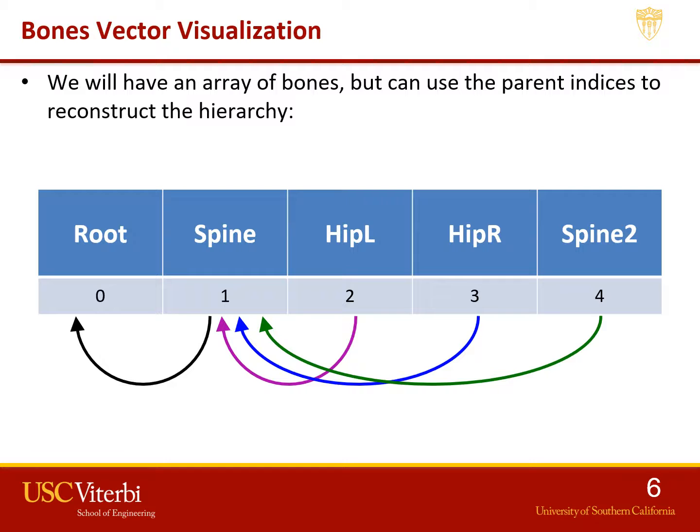So for example, here we have, let's look at the hip, the left hip, or hip L. It points to its parent. It says that its parent index is index 1, which is the spine bone. And the spine bone's parent index is bone 0, which is the root bone. And so that's how we'll do it. And by doing that, we'll be able to reconstruct the hierarchy and always know which bone is your parent, so that you can multiply those matrices in the correct order.